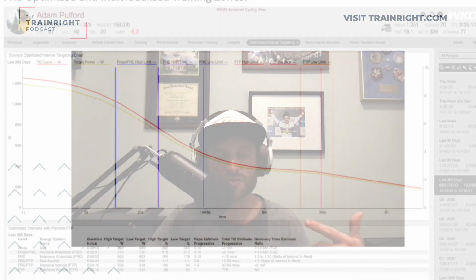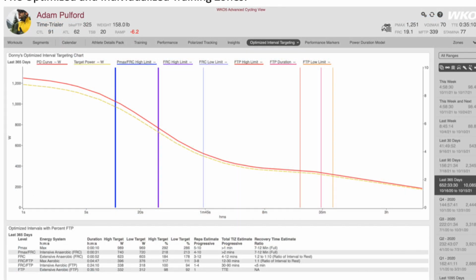Overall, if you looked at, and we could pull this up in YouTube, we could go back to my power duration curve, looking at the optimized intervals. Really, what I'm looking to do is to get the athlete accumulating as much time, not time in zone, as many intervals and as much work done as I can here.